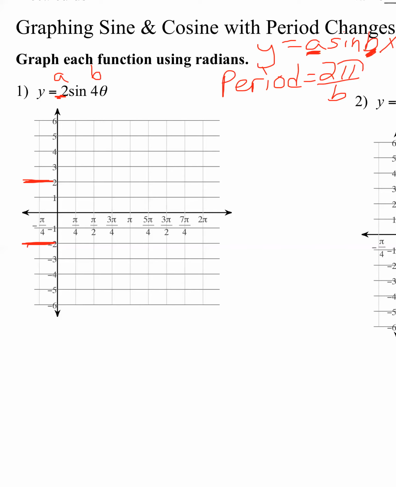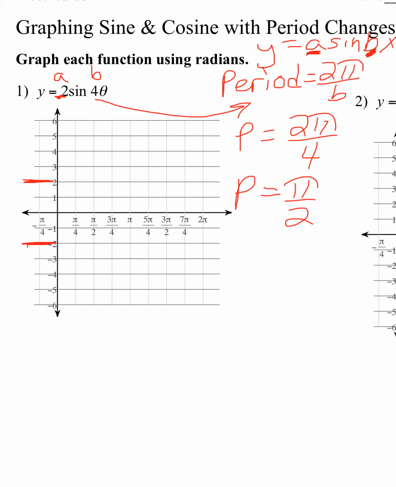All right, and then B is 4. So I know that I need to use that to find the period. The period is going to be 2 pi divided by 4, which gets me pi over 2. So that means one full cycle will happen in pi over 2 radians. Okay, so that's right here. There's pi over 2. So between 0 and pi over 2, I'm going to have one full cycle.